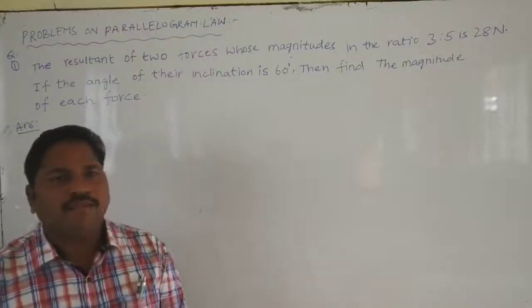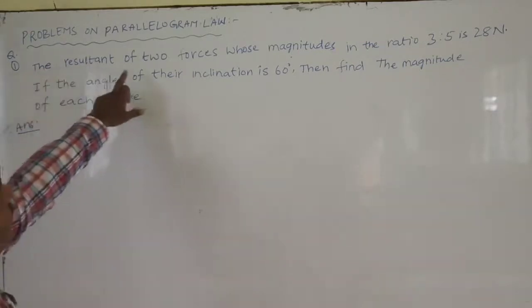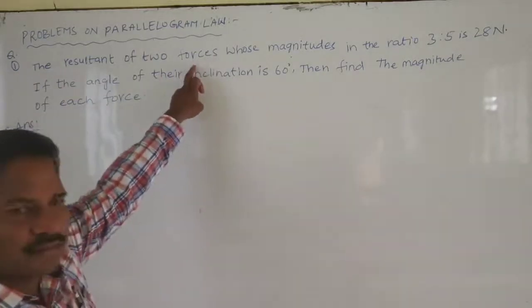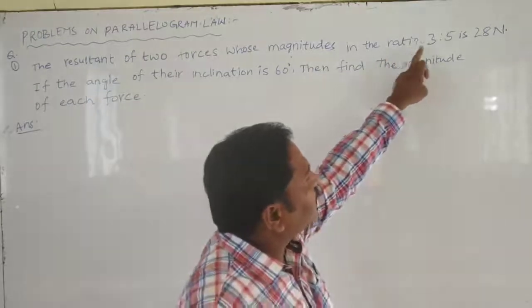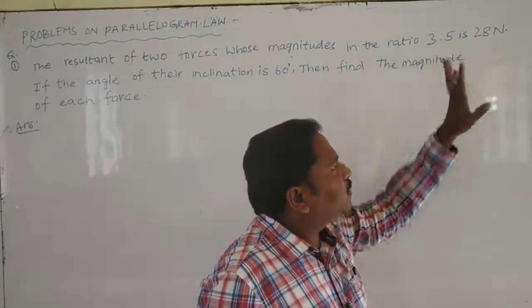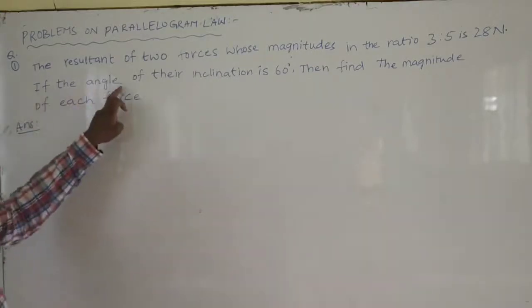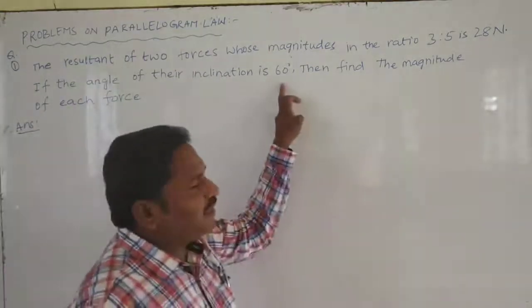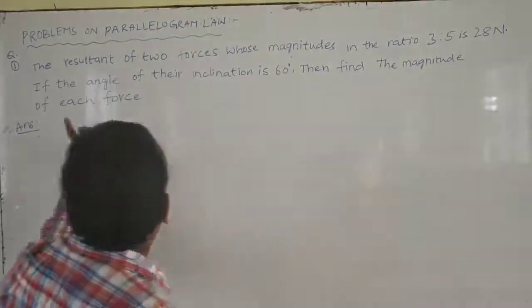and their applications. Today we are going to discuss problems on parallelogram law of vector addition. So first problem: the resultant of two forces whose magnitudes are in the ratio 3:5 is 28 newtons. If the angle of their inclination is 60 degrees, find the magnitude of each force.